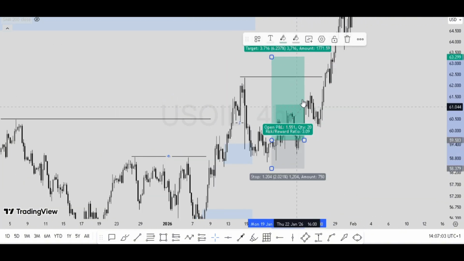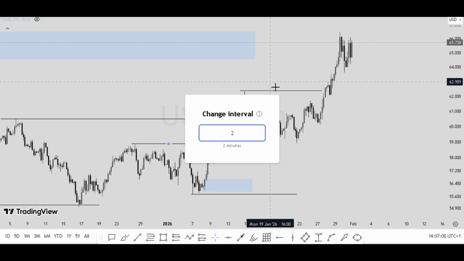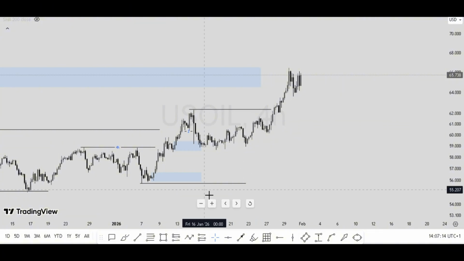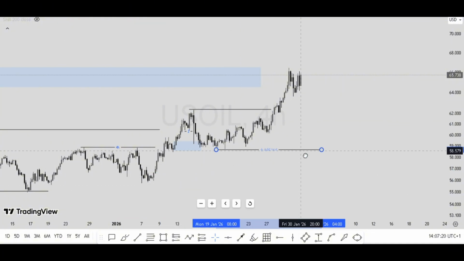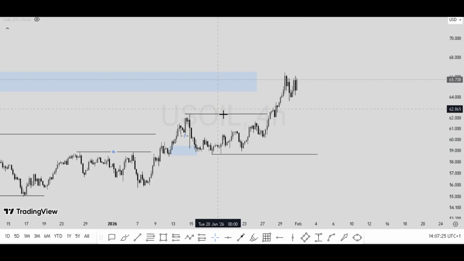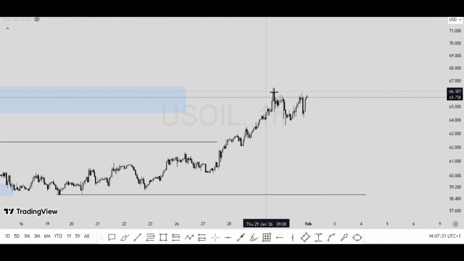So if you're looking for the next move in US oil, if you go to 24 hours, okay, these are our 24 hours POI. If you go to your lower time frame and you see a confirmation entry, you can take a trade from there. But without confirmation, if your lower time frame hasn't started giving you bearish momentum, then you can't take that trade.